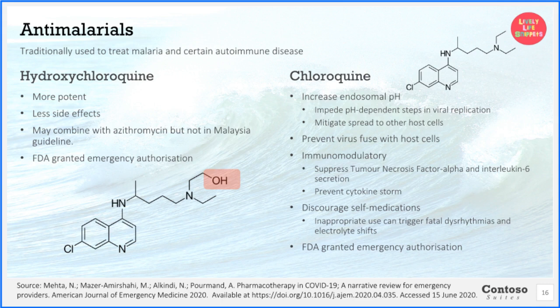The FDA granted emergency authorization for hydroxychloroquine as COVID-19 spreads quickly. Both of them work similarly. Two mechanisms of action are being proposed. The first mechanism is that the antimalarials increase endosomal pH, and this impedes pH-dependent steps in viral replication. As viral replication slows down, spread to other host cells reduces.